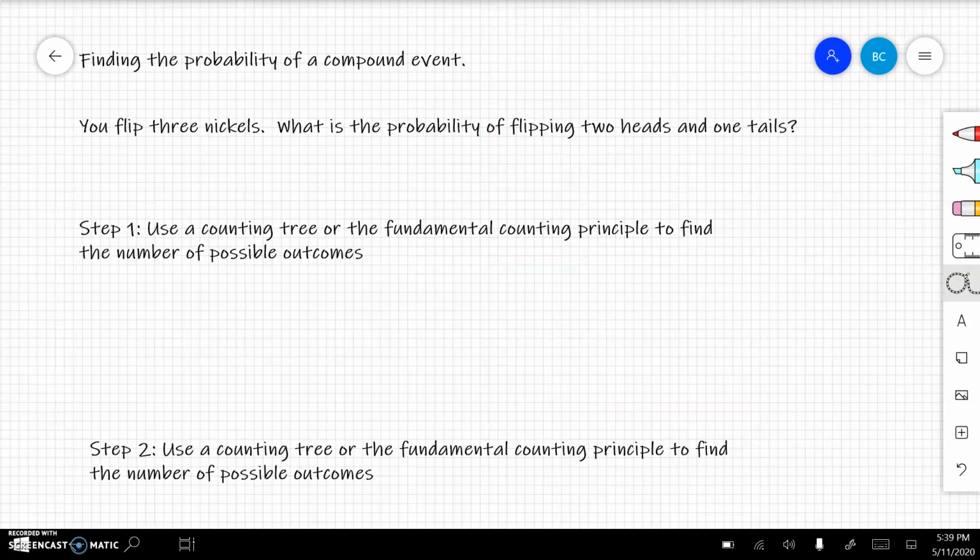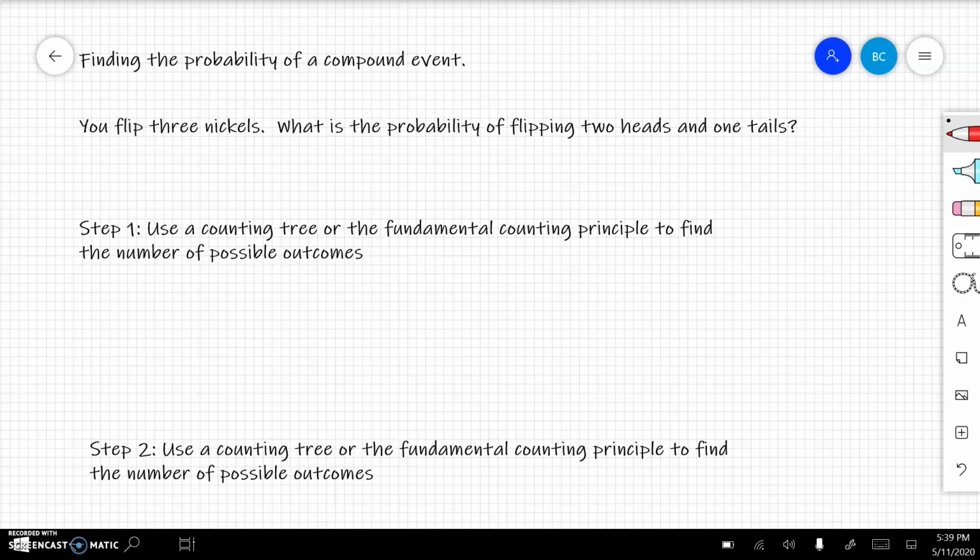The last part of today's lesson is to apply what we now know about finding the number of possible outcomes to finding the probability of a compound event. So in this situation, we've got 3 nickels, and we want to find the probability of flipping 2 heads and 1 tail. So the first step is we're going to use a counting tree, or the fundamental counting principle, or a combination of the two of them to find the number of possible outcomes.